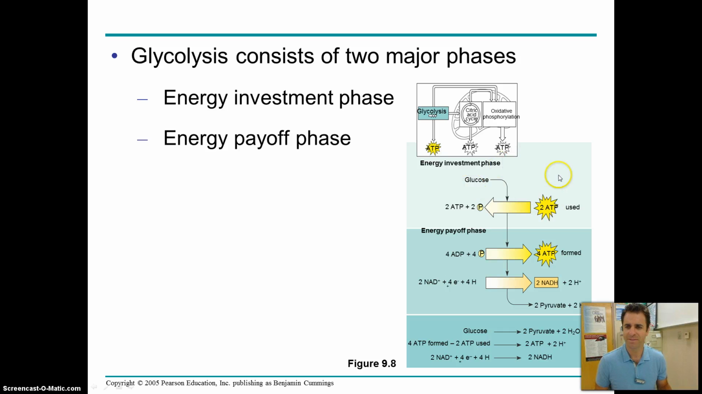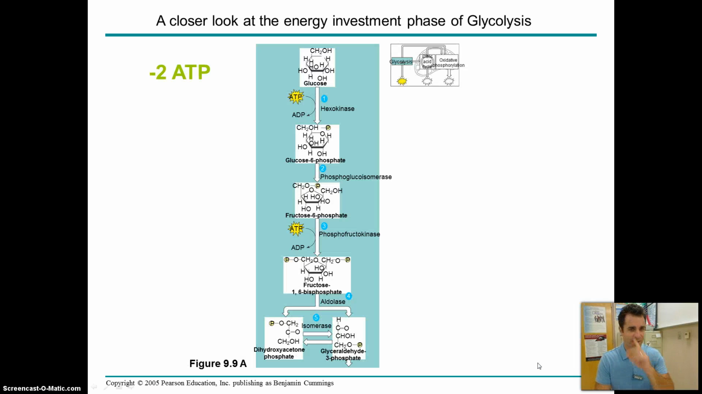So here we have the investment phase at the beginning. 2 ATPs are added to help start the breakdown of glucose. And then the payoff begins where we have a series of reactions that make some ATP, again, through substrate level phosphorylation. And in the end, our net gain is 2 ATPs. We also gain 2 pyruvates at the end, 2 waters, and then as we previously mentioned, we also make some NADH, specifically 2 NADHs. That's the electron carrier again.